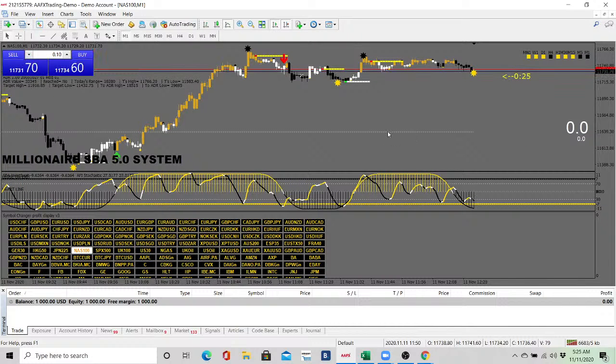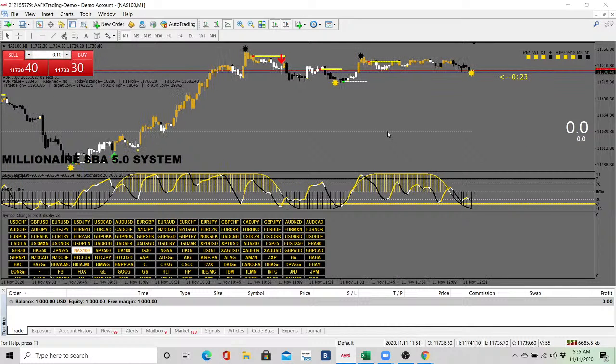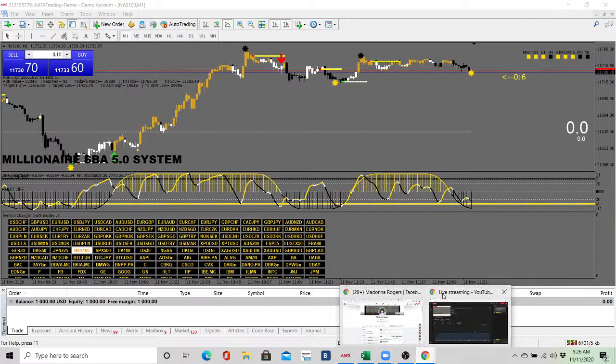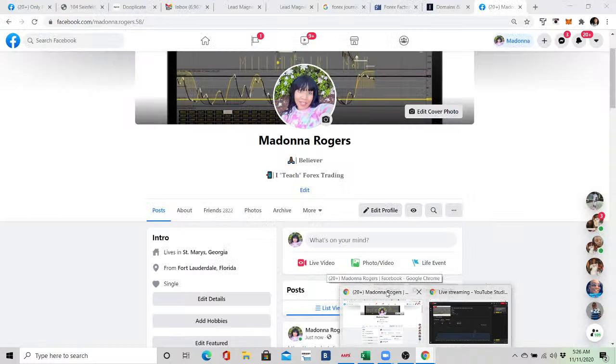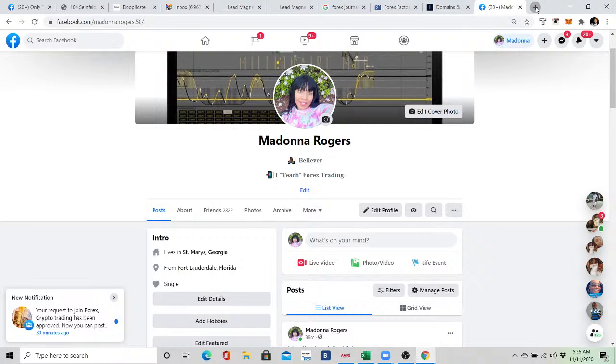What we got on NAS 100, the last arrows for a sell. I don't know, maybe stay out the market today. I don't know. Oh, I never checked the news. So let me go and check the news. I'm actually glad I didn't get into any trades yet, because I haven't checked the news.